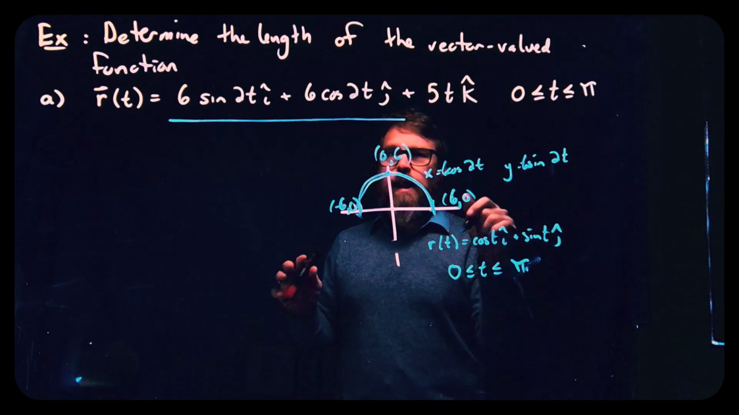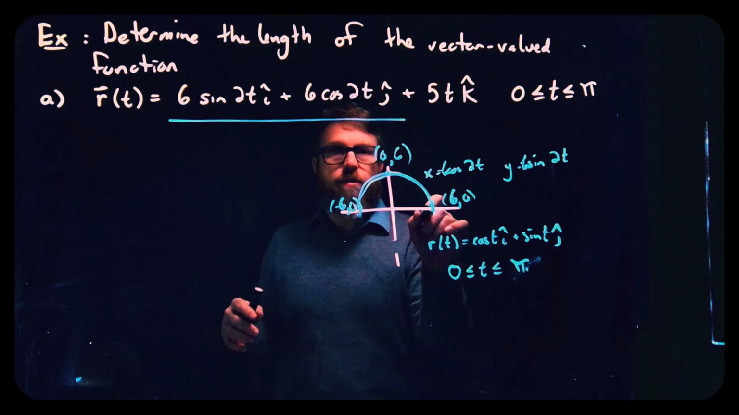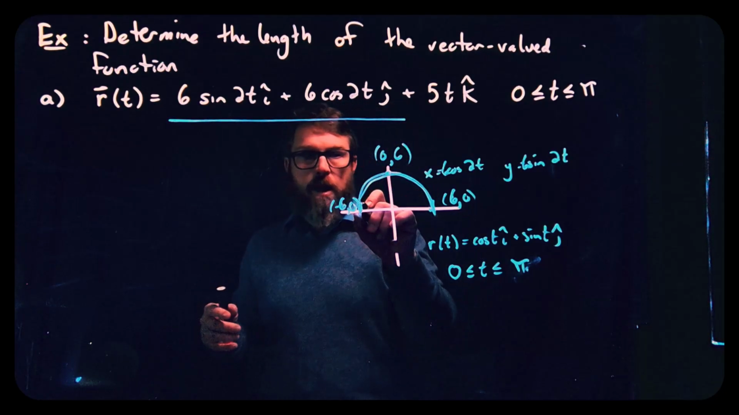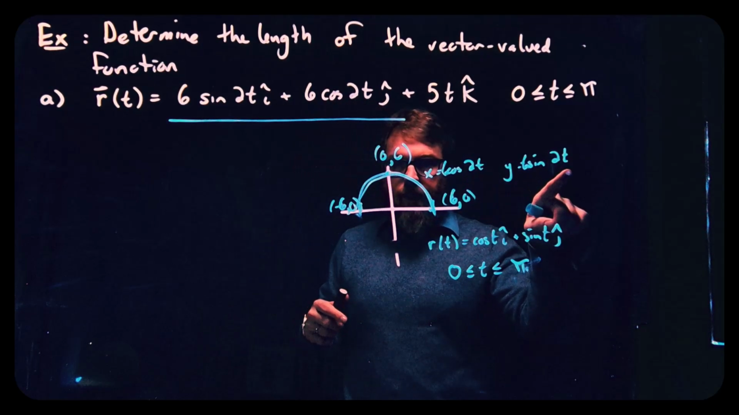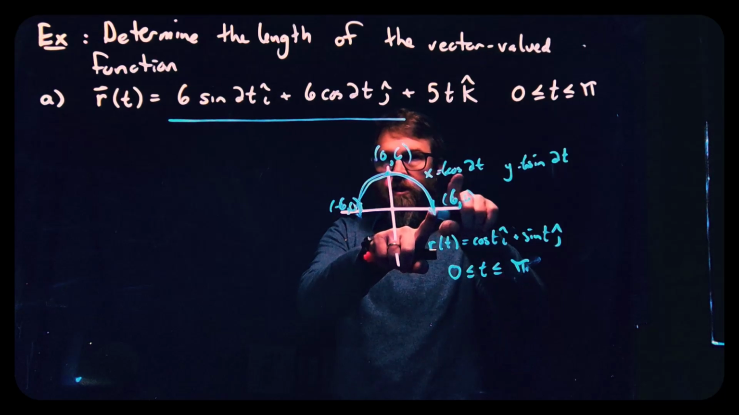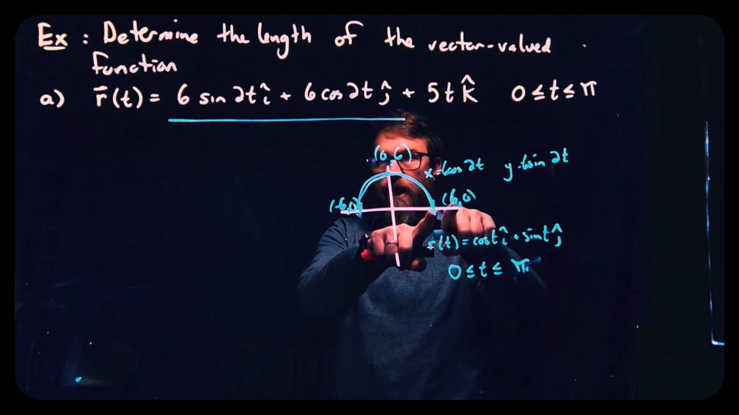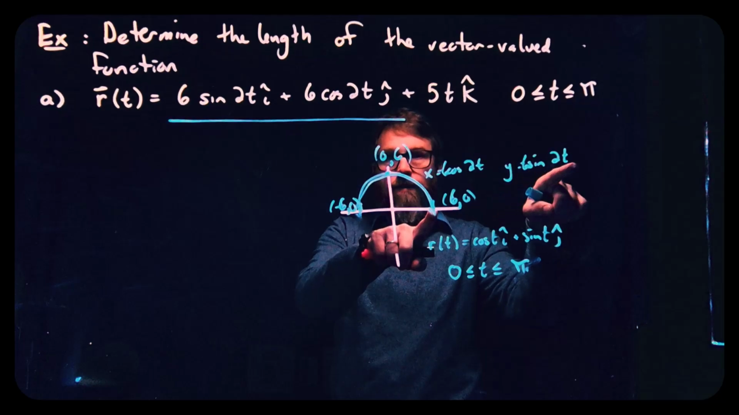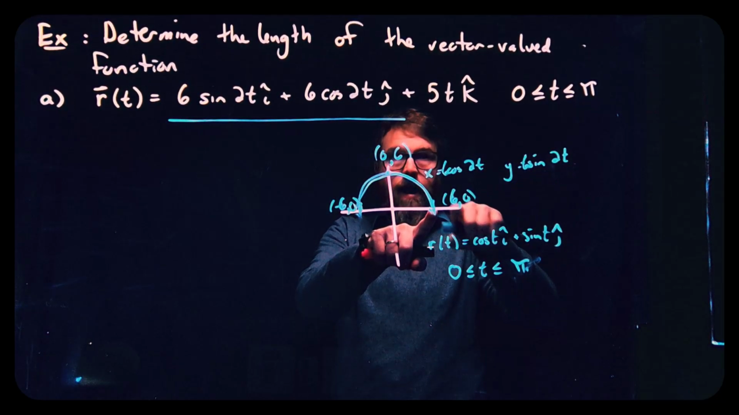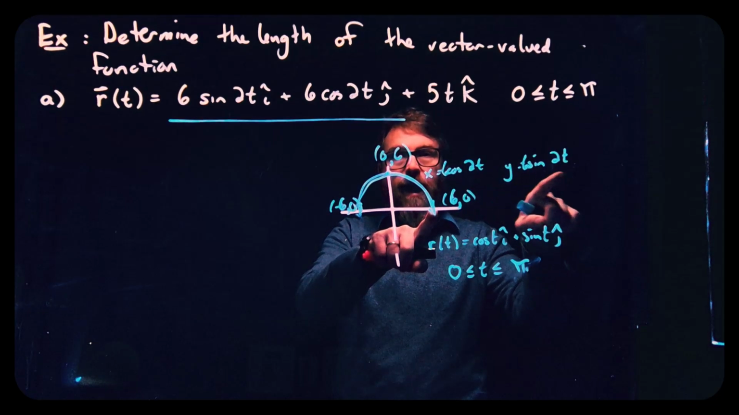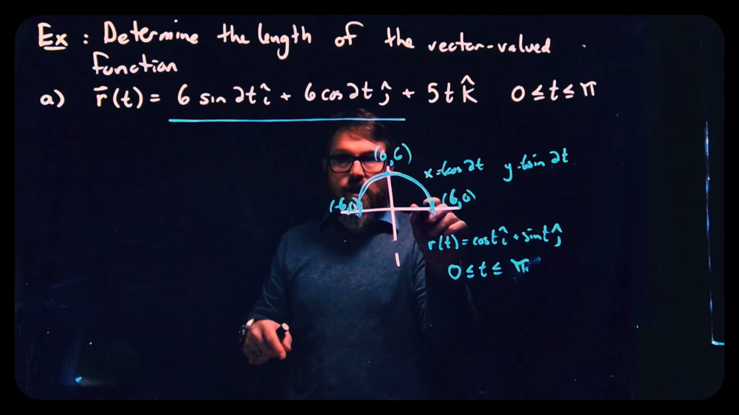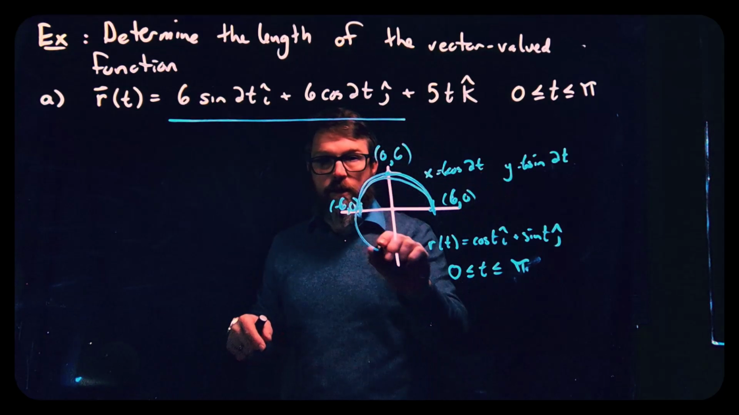Now, what's going to happen is before, when I went from 0 to 2 pi, I went all the way around, and when I went from 0 to pi, I went halfway around. But notice that if I put 2t in here, when t is equal to 0, I'm going to be at this point: 6 cosine of 0, which is the x coordinate, and 6 sine of 0, which is the y coordinate. Sine of 0 is 0, so I'm still going to get this. But when I plug in pi, this is now going to be 2 times pi, so it's going to draw this entire circle now.